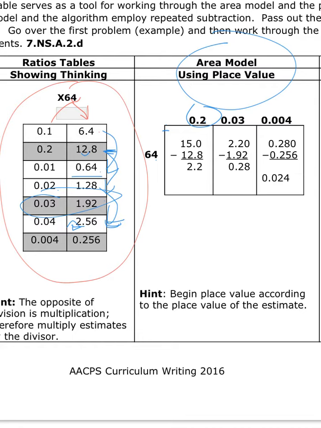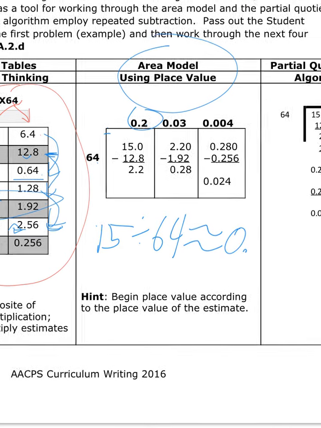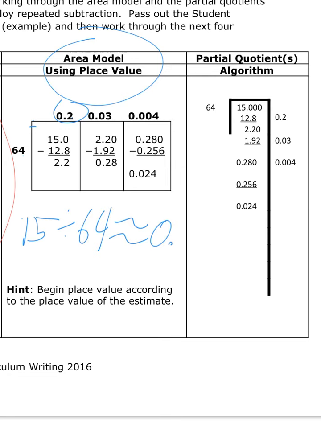That's less than 2 cents in terms of money, and we're always going to carry out to 3 decimal places. So in terms of a quotient here, we would say 15 divided by 64 is about 0.234.